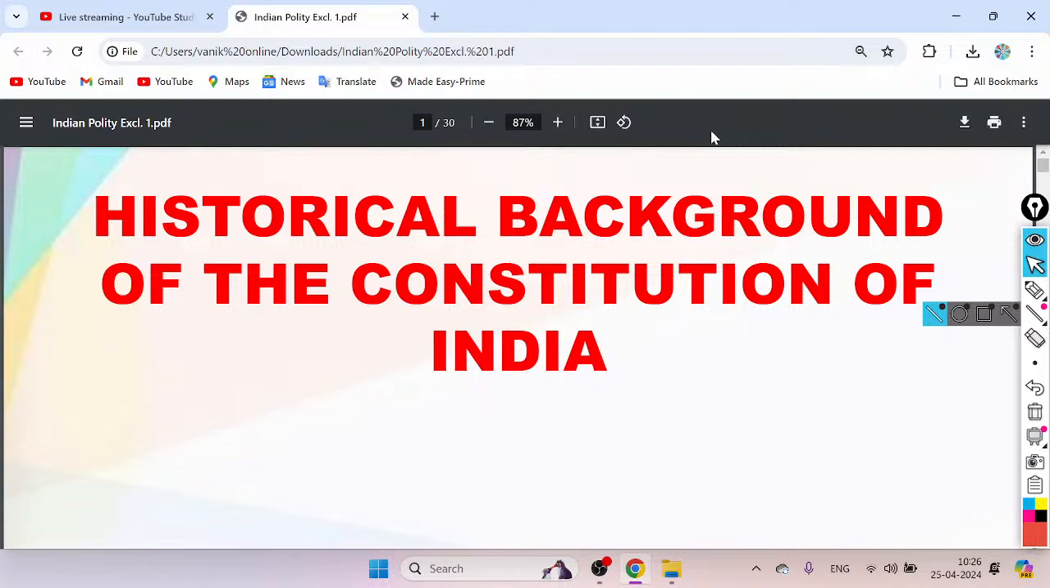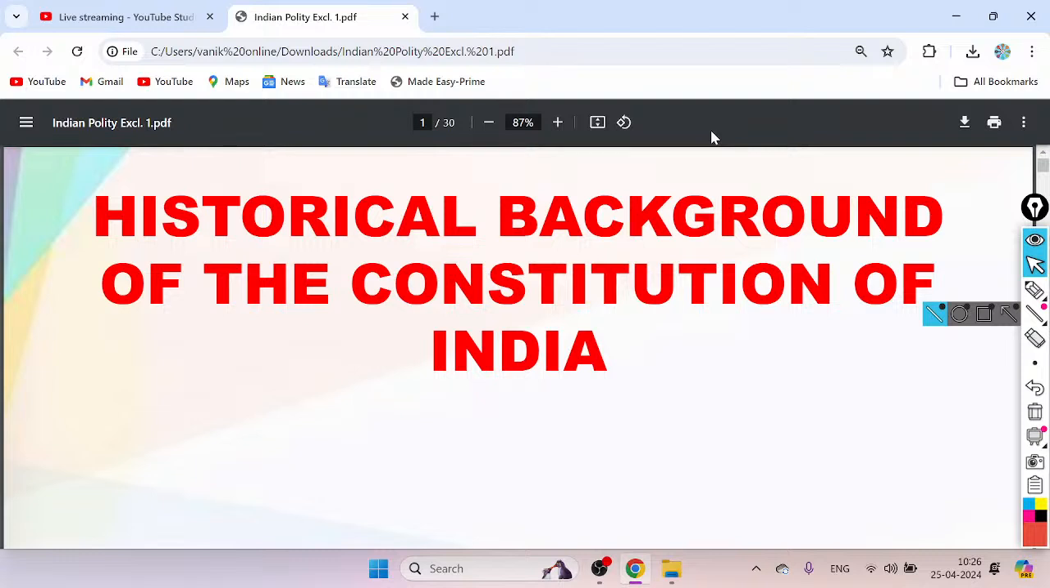Today we shall discuss the first chapter of Indian polity and governance. In this session we will discuss 50 questions. In historical background, we shall discuss the historical settings before the constitution, and also some questions will be there on the making of the constitution.